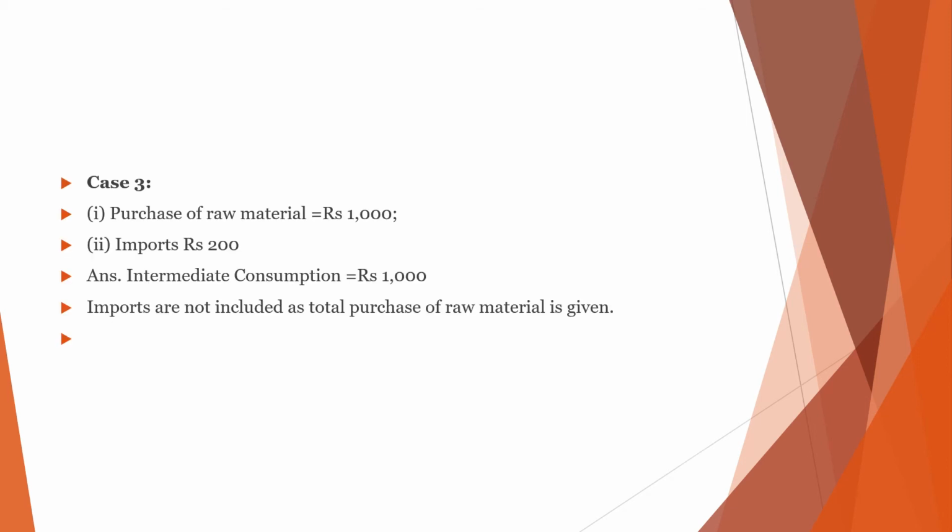Now case 3, if the question gives purchase of raw material 1000, imports 200, then take 1000 only as intermediate consumption. Imports will not be included. Why? Because the word domestic is not given.